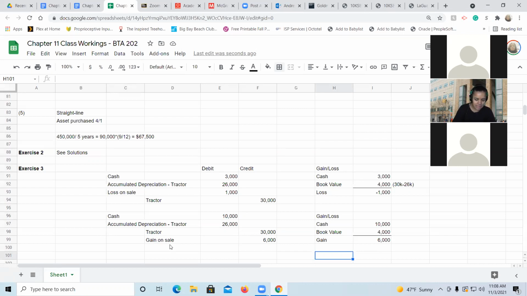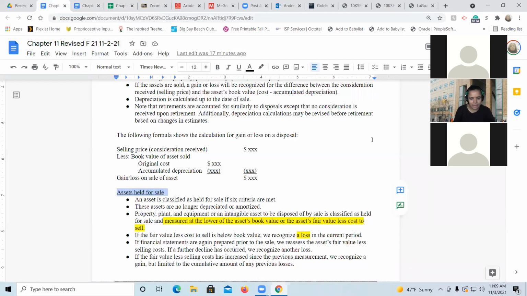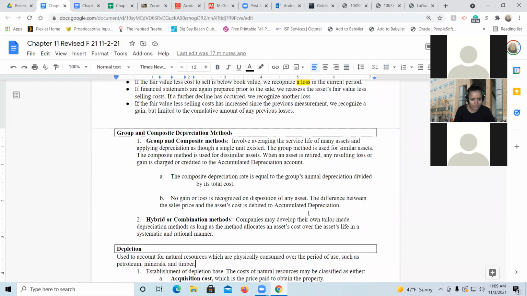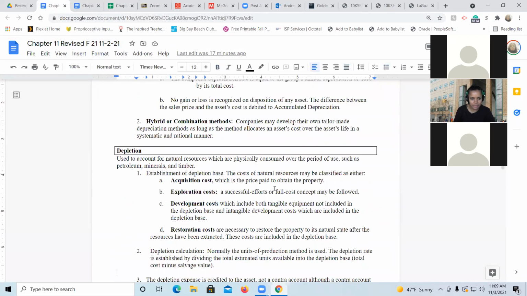All right, so that was exercise 3. That's also the disposition stuff. I think that you've probably had enough time to take that down. So I'm going to go back here to the notes and we'll start talking about depletion. All right, depletion. And depletion is like depreciation, but it's for natural resources. Okay, so it's basically just a different name that is given for.